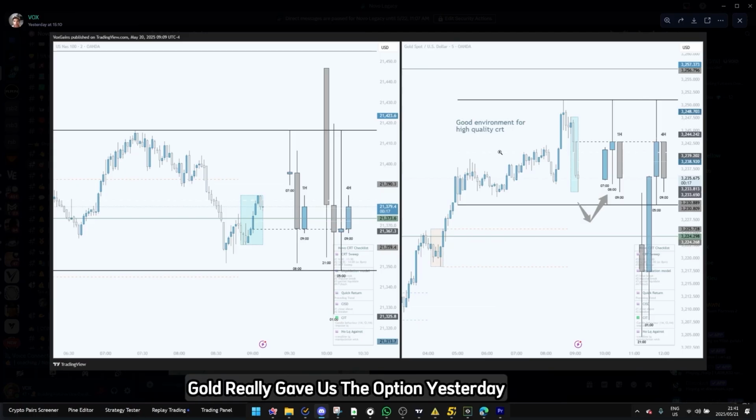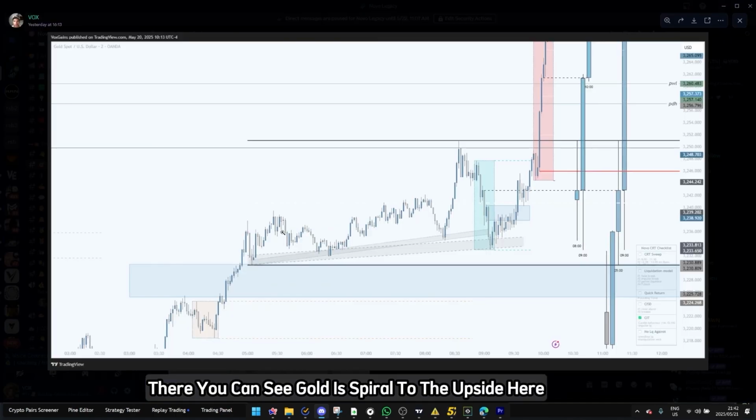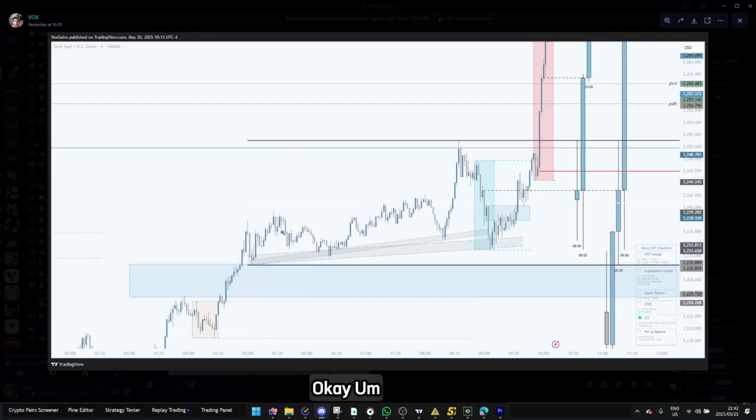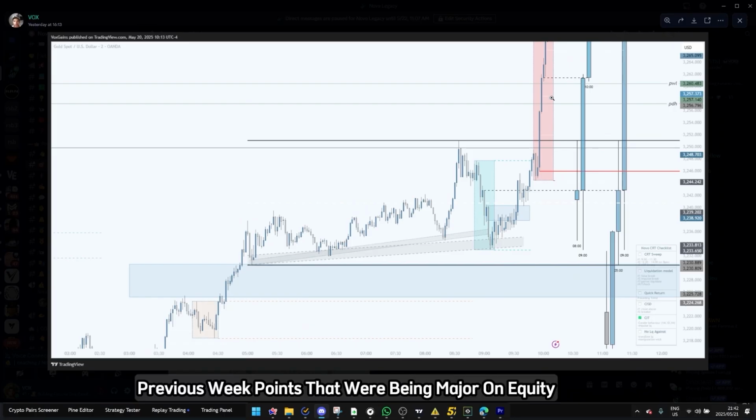Now, gold really gave us the option yesterday to get involved in the move because as you can see right over here, during our live stream, we're looking at it and there you can see gold just spiraled to the upside here, without us. But the main point was that it was reaching our previous daily high and our previous week points that were being made on liquidity, which is why we had a massive impulse here.